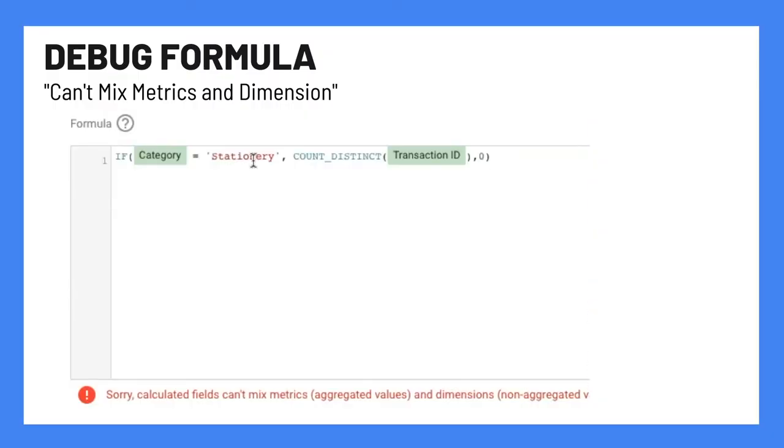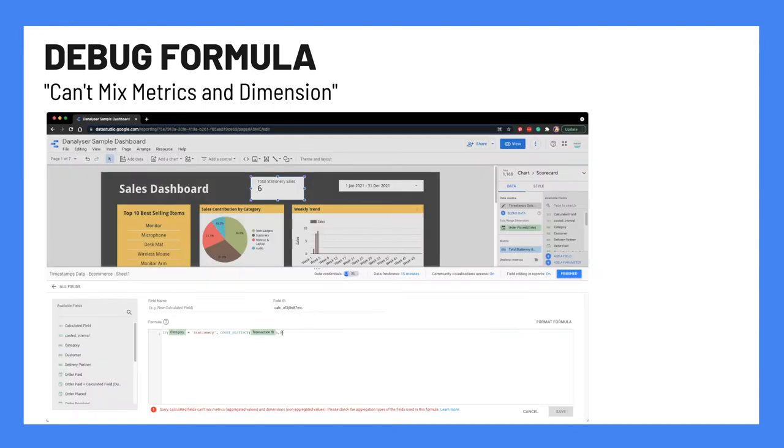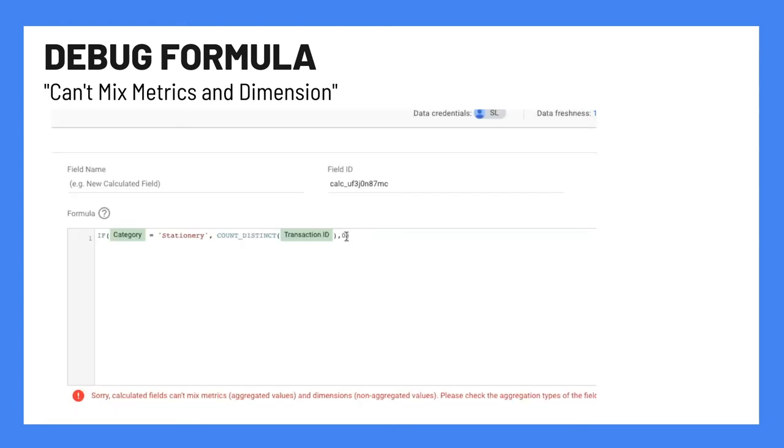Let's look at this formula that I have used. I'm saying that if the category is stationary, we want to count the distinct number of transaction ID, or else I'm going to return 0. The logic seems correct, but it has actually violated a rule in Data Studio where metrics and dimensions cannot coexist in the same formula. But you would probably argue that you didn't use any aggregated field. In fact, yes, we only use two dimensions field, category and transaction ID.